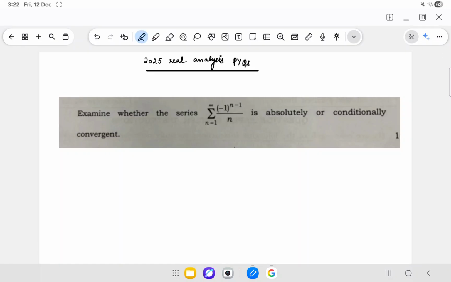Today let's discuss the PYQs of real analysis asked in the 2025 examination of UPSC CSE. There were only 4 questions asked on this topic, so let's see them one by one.